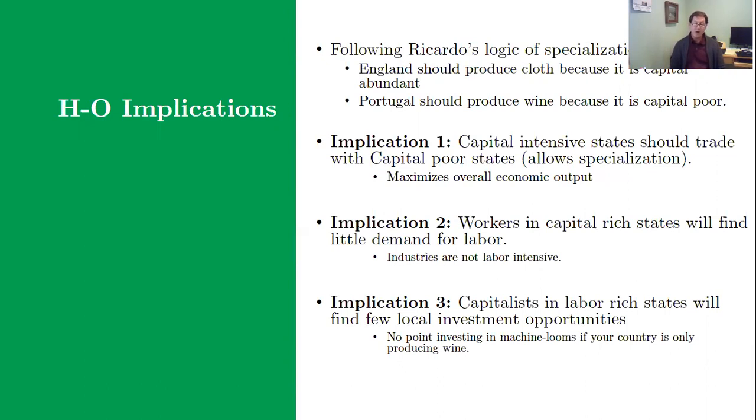Another implication of the Heckscher-Ohlin sort of model is that if you're a worker in a capital-rich state, there's not a lot of demand for your labor, because the kind of things that are being produced are not the kind of things that require a lot of workers, right? The things that are going to be produced are capital intensive. They have lots of machines attached to them, but not necessarily labor intensive.